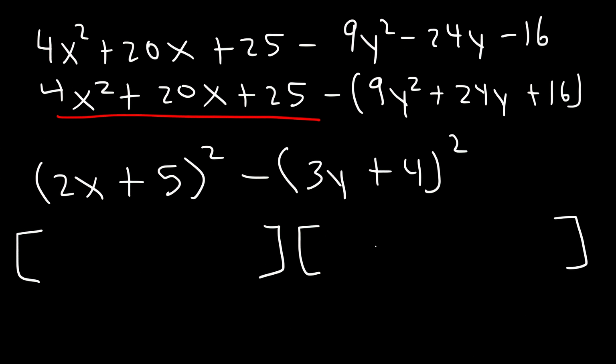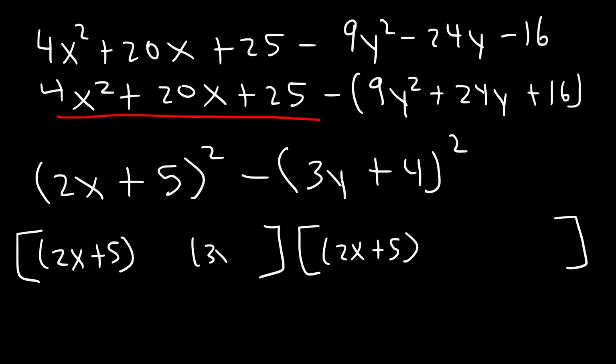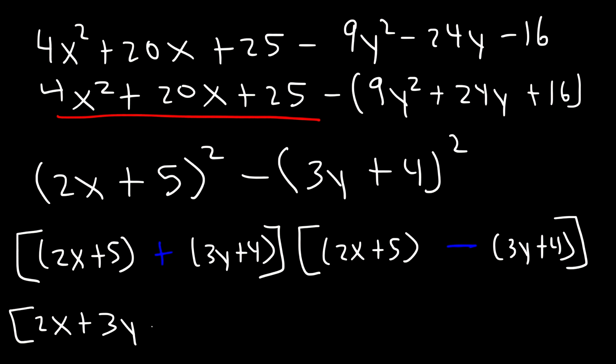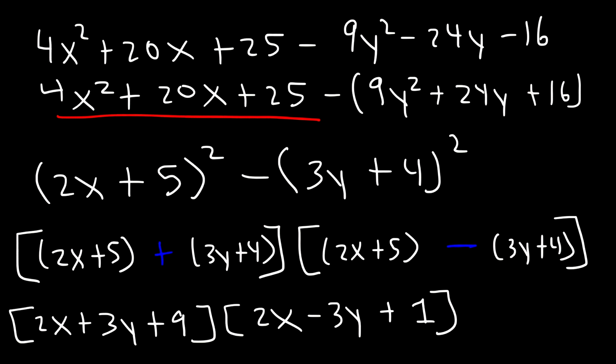Now we have a difference of perfect squares. So it's going to be 2x plus 5 on both sides, and 3y plus 4. So here it's going to be positive, and here it's going to be negative. Now, on the left, let's add 2x plus 3y, 5 plus 4 is 9. On the right, don't forget to distribute the negative sign. So it's going to be 2x minus 3y, and 5 minus 4 is plus 1. And so that's going to be the answer.